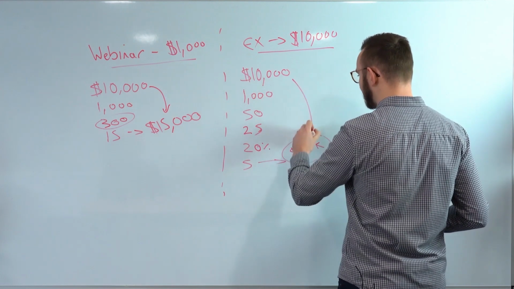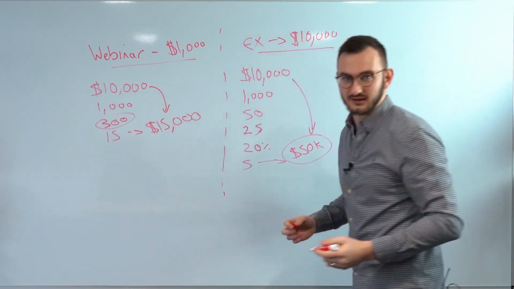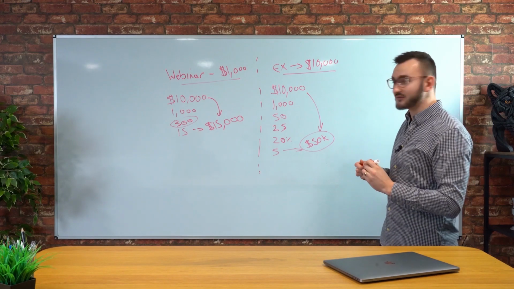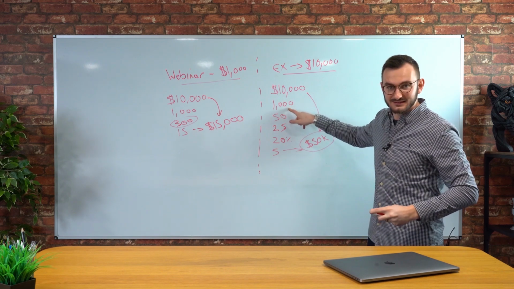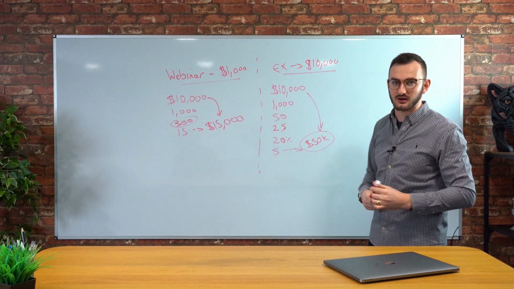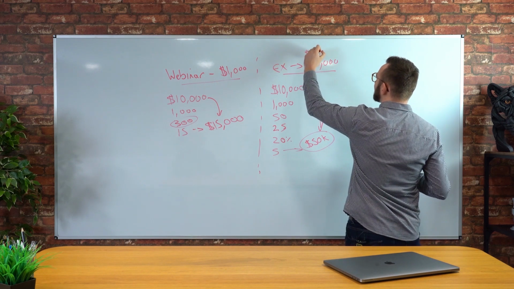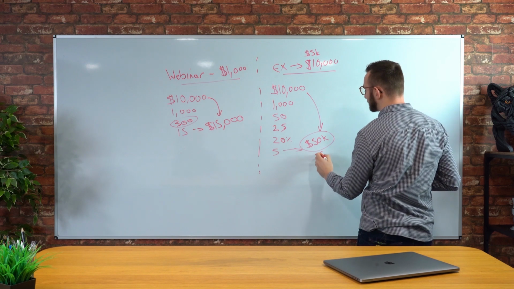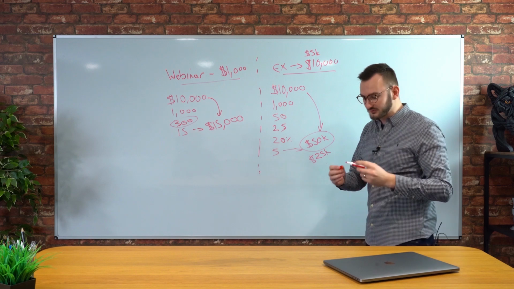50K from 10K, as opposed to 15K from 10K. Same traffic, same ad spend, same amount of leads, but you can see they are worlds apart. Now, even if we're starting at the 5K price point, we'll just halve that and that's still 25K. So 25K instead of 15K. So you see what I'm saying?